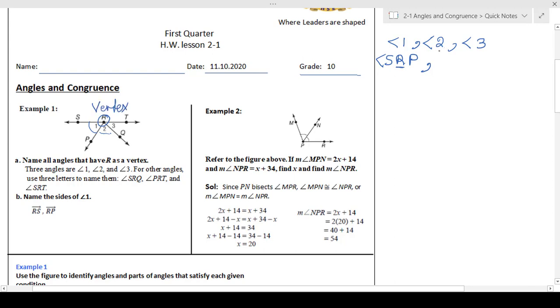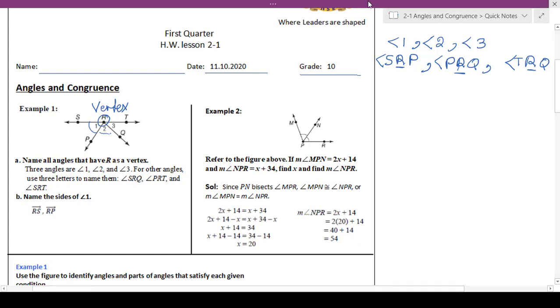Now, angle 2 can be called PRQ, okay? Or QRP. It's the same, but R still must be the letter in the middle. It's the vertex. And angle 3 can be called TRQ or QRT with R, the vertex, in the middle. These are the two ways that I can call these angles or name these angles.